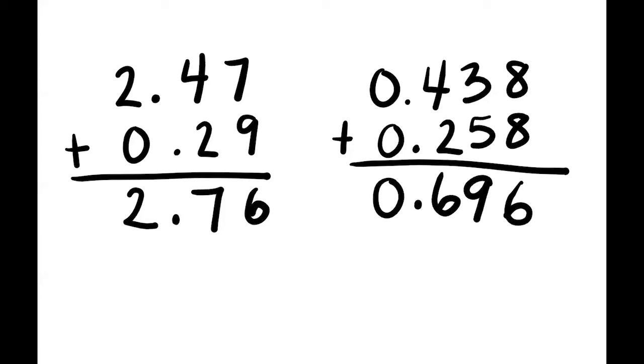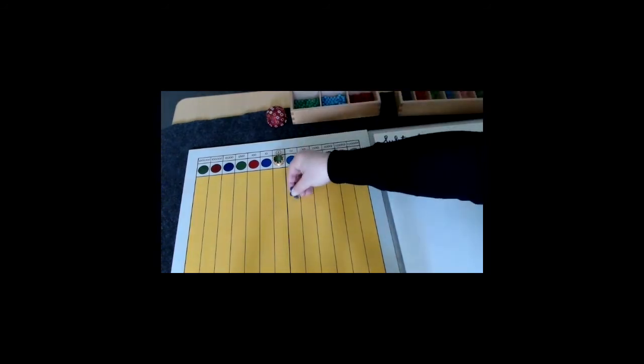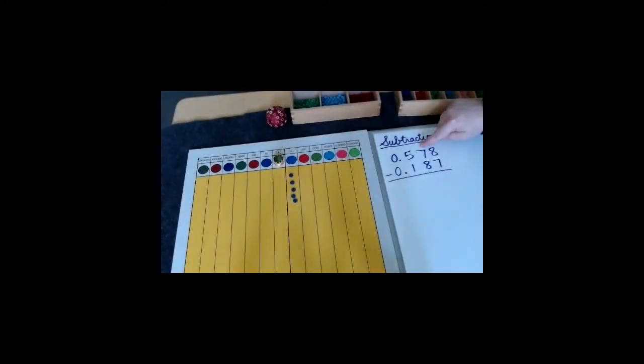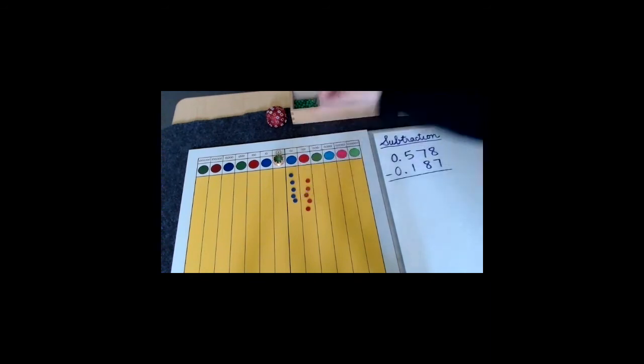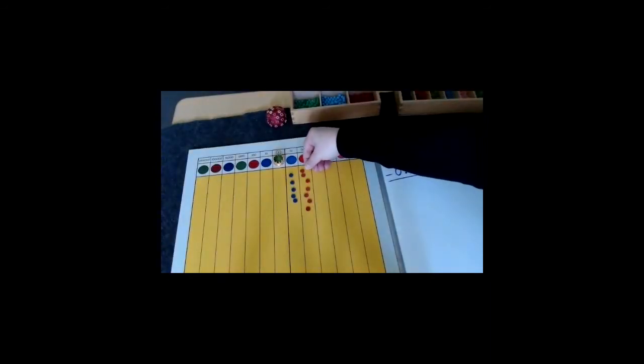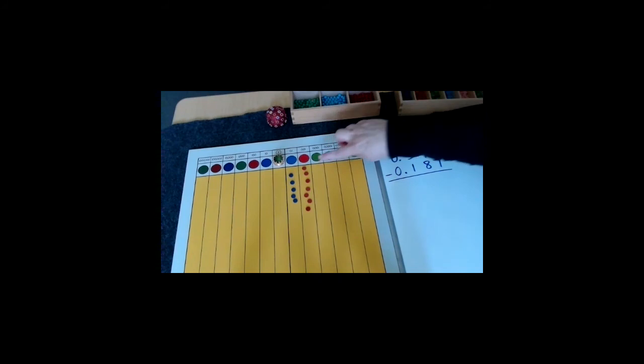Happy practicing dynamic addition with decimals. Okay, we're going to do some subtraction now with the decimal board. So we have 578 thousandths. So I'm going to place my 5 in the tenths place, and I now need 7 in the hundredths place. And 8 in the thousandths place.